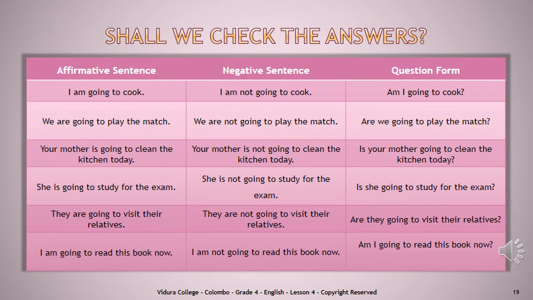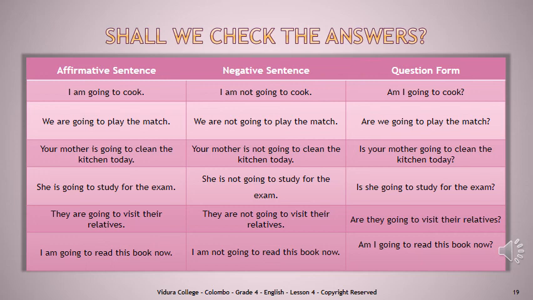Third sentence, your mother is going to clean the kitchen today. Negative sentence, your mother is not going to clean the kitchen today. Question form, is your mother going to clean the kitchen today? Fourth one, she is going to study for the exam. Negative sentence, she is not going to study for the exam. Question form, is she going to study for the exam?